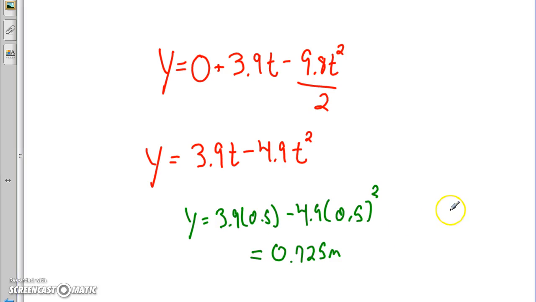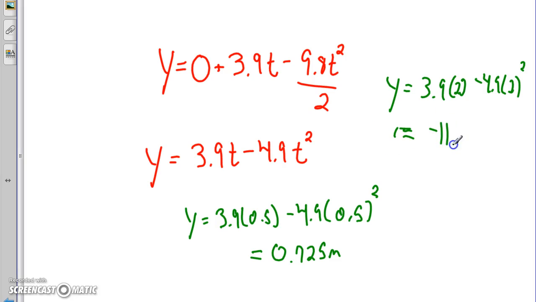What happens if I put in 2 seconds? Well, you're going to see I'm going to get a negative, which means it's actually below the ground, which makes sense. Eventually, it's going to come back to the ground, right? 3.9 times 2 minus 4.9 times 2 squared. Yeah, I get negative 11.8 meters.